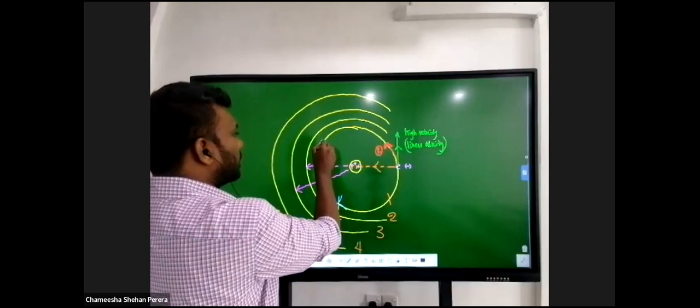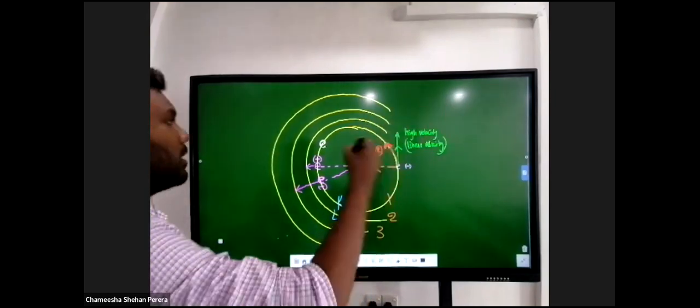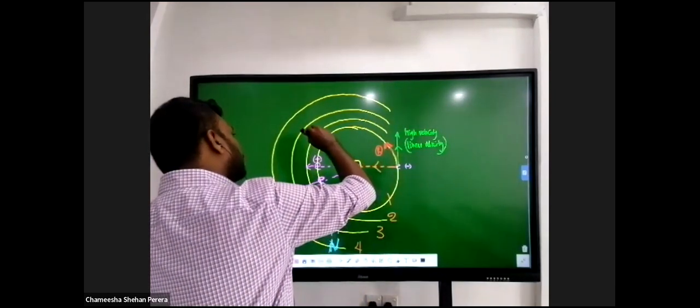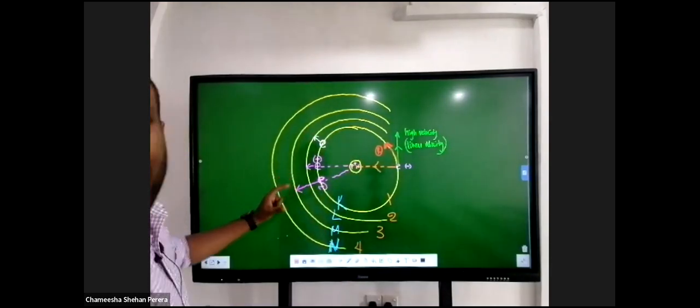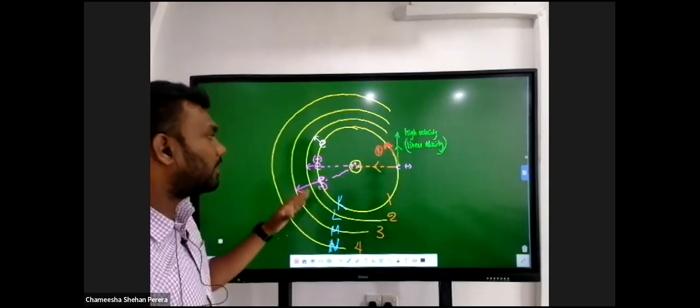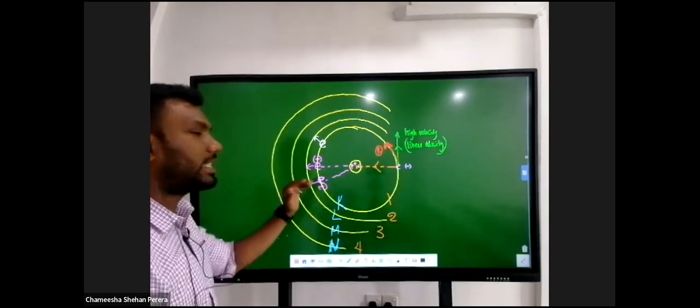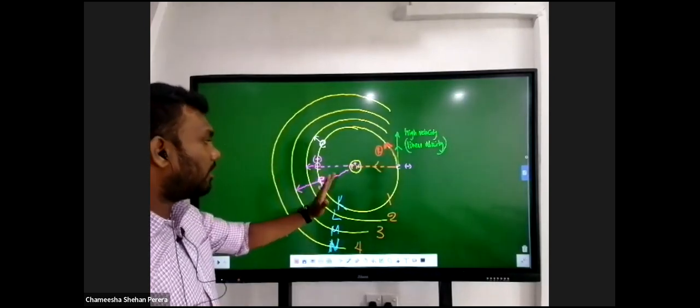Right, you have an electron in the first energy level, and it tries to jump into the second energy level. Let me make a couple for you all to understand it in a better way. The first couple: both of them were in the first energy level. The first electron was trying to jump into the second energy level. The second electron was trying to jump into the third energy level.